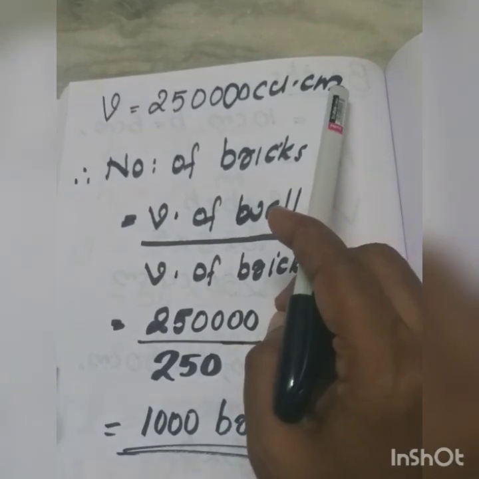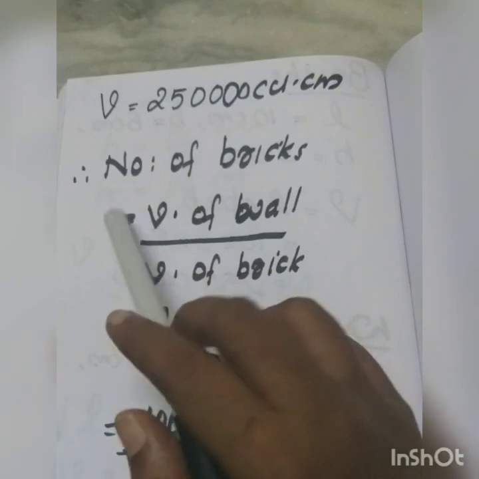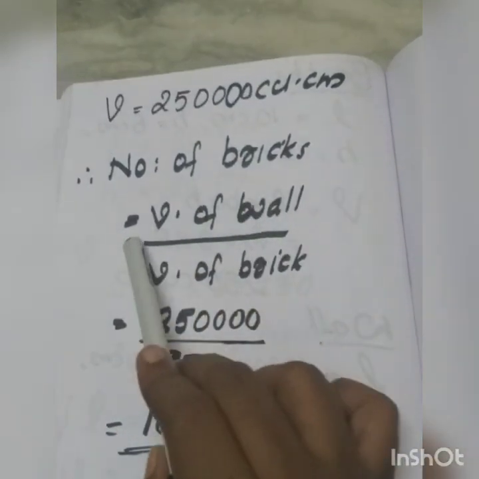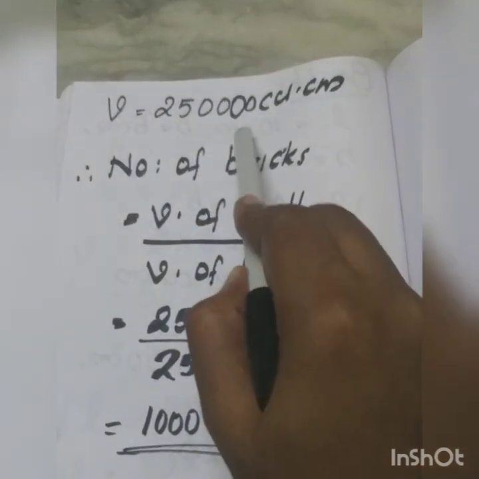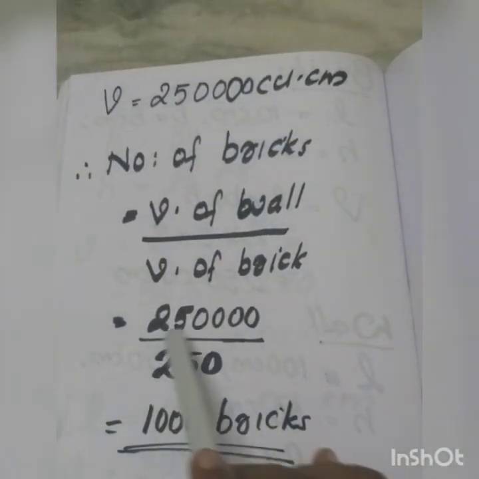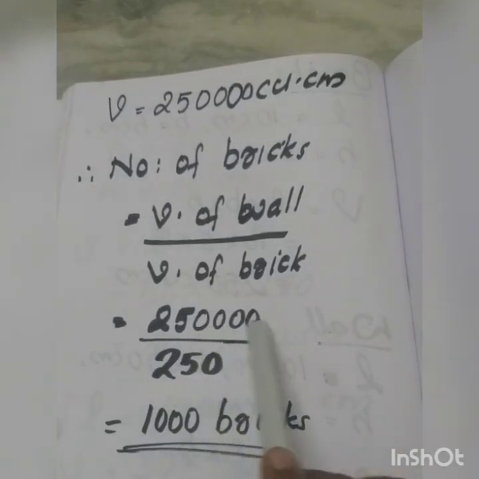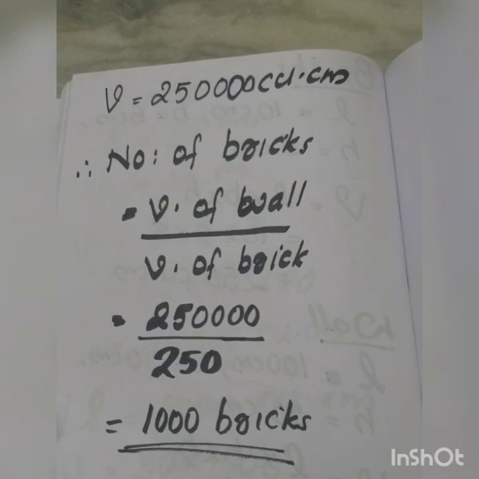Now with what bricks are you making it? A volume of 250 cubic centimeters. Therefore the number of bricks is volume of the wall divided by volume of one brick. That is 25,000 divided by 250. Now dividing, cancelling 25 and 1 zero, what is remaining? 3 zeros and 1, that is 1000 bricks. So how many bricks are required to build the wall? 1000 bricks. So let's conclude today's class.